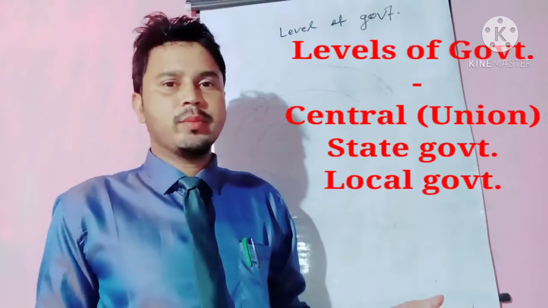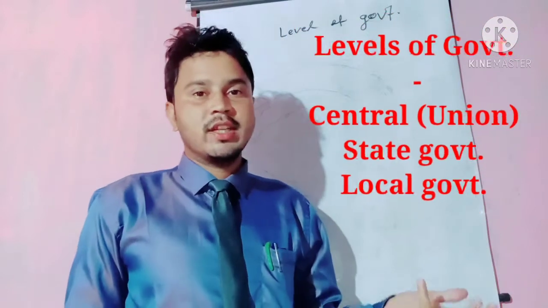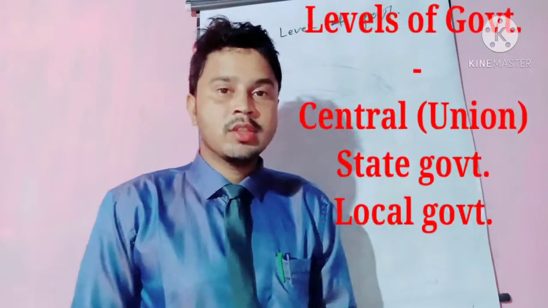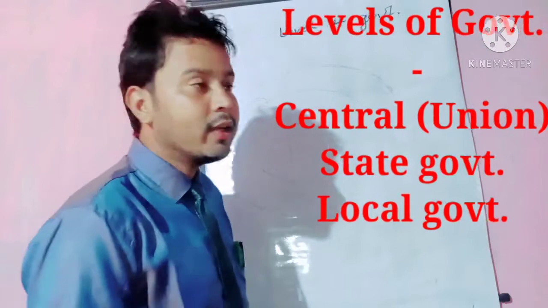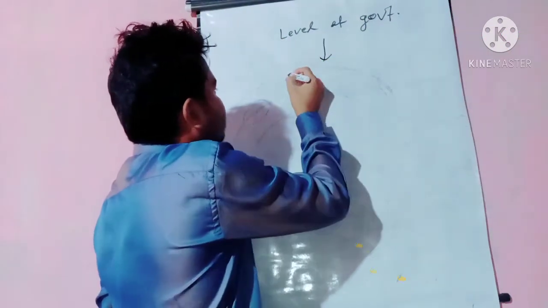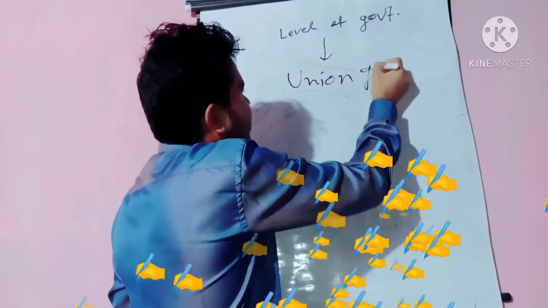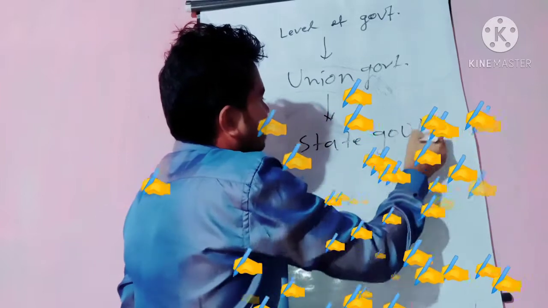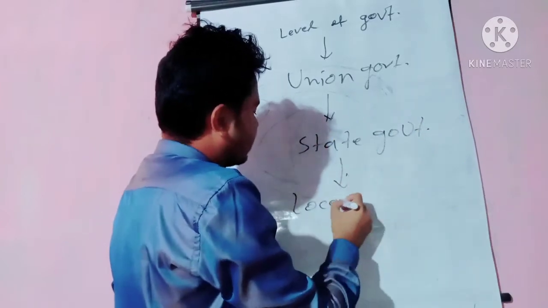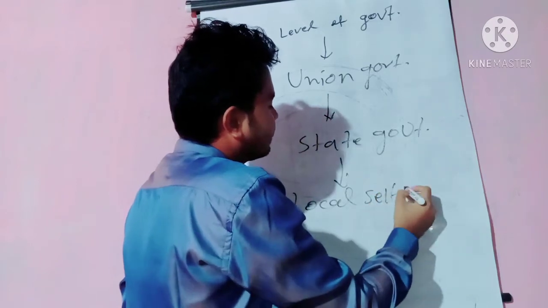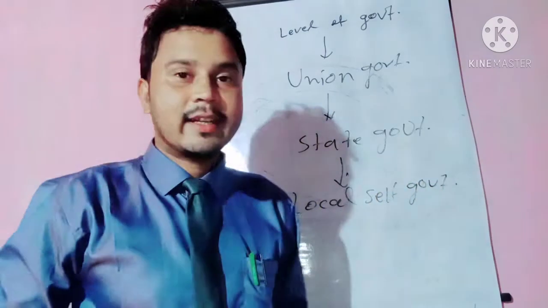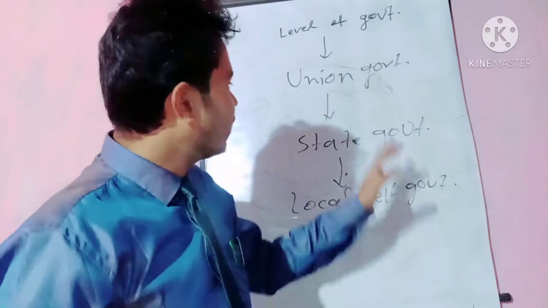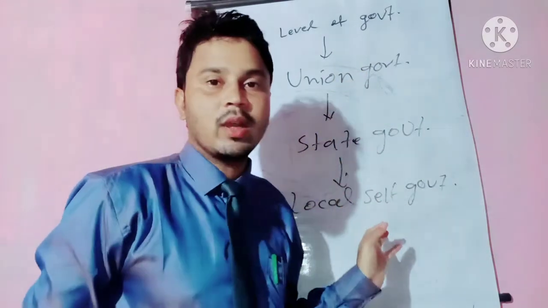India is a big country, so it's very difficult to manage with a single tier of government. That is why various levels of government exist in our country India. There are three levels of government in India: the union government, the state government, and the local self government.